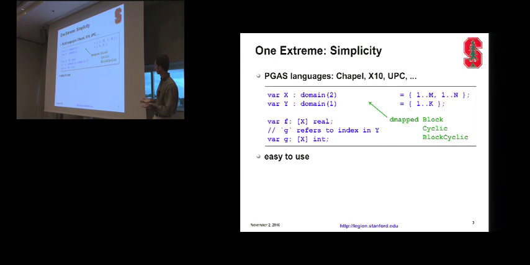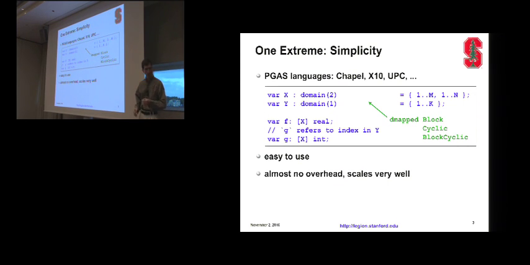So, hopefully you'll agree this is relatively easy to use. It's easy to build an array. It's easy to pick one of my three domain mappings and map it around. It happens to also be very good for performance. There's almost no overhead to doing this in these languages. It scales very well. Basically, every node knows exactly what piece it owns, and life is good.